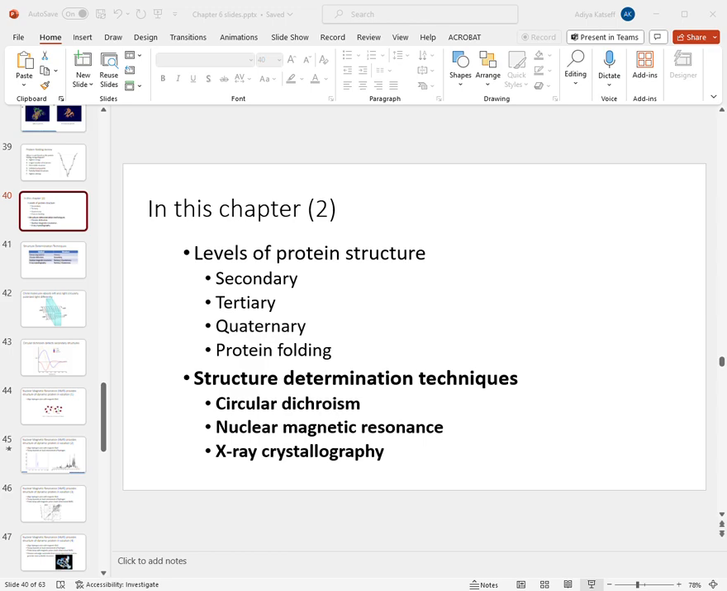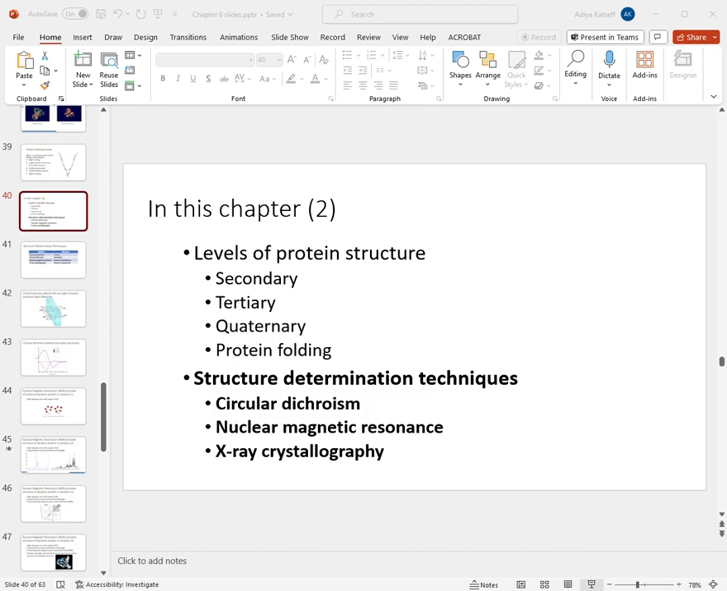All right, so now we're going to go over the second part of Chapter 6. In this part of the chapter, we're going to go over 3 different structure determination techniques, and those techniques are circular dichroism, nuclear magnetic resonance, and X-ray crystallography.